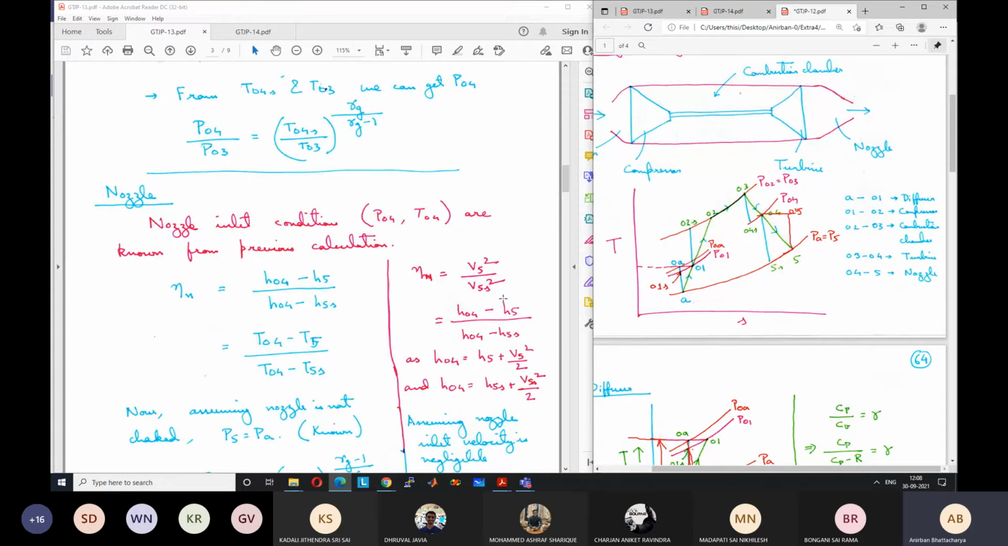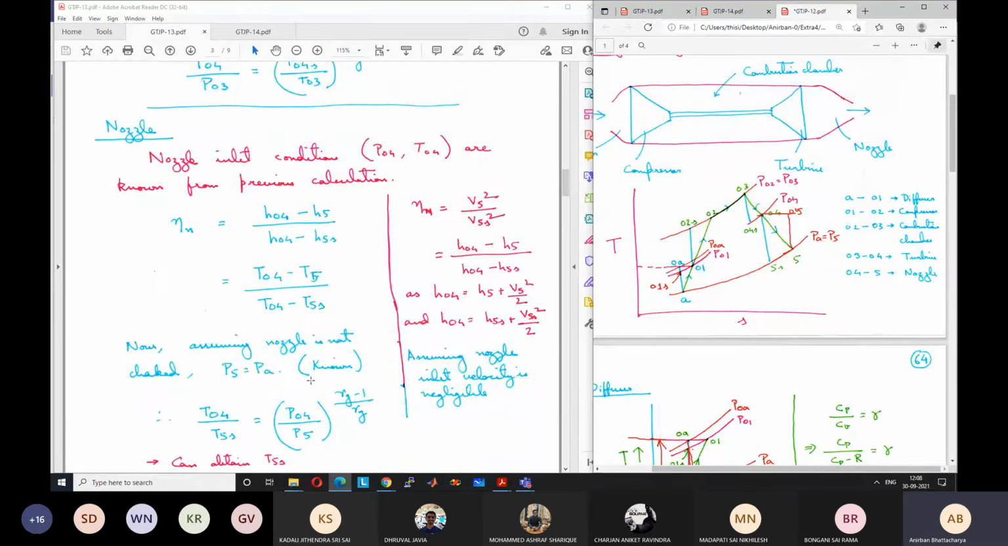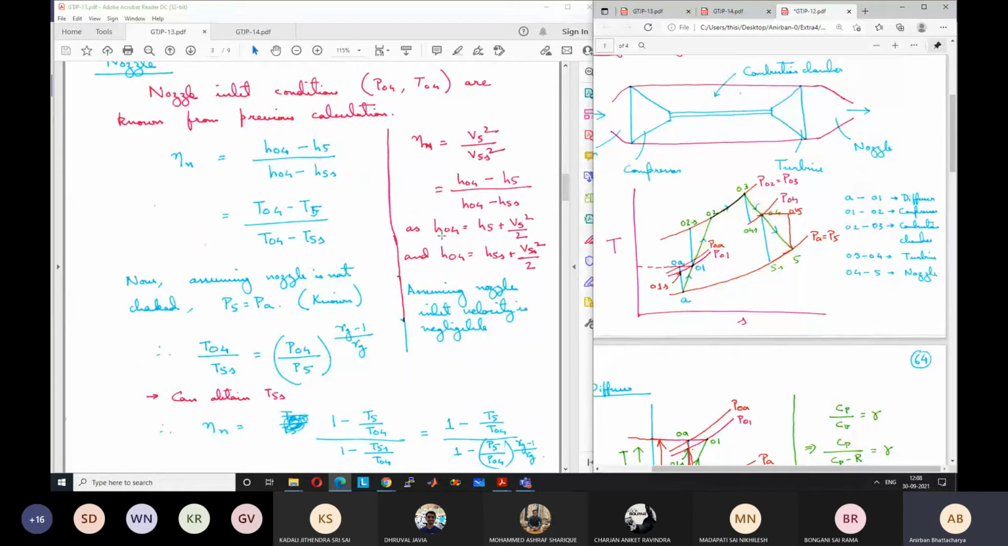This can also be written in terms of temperature as (T04 minus T5) by (T04 minus T5s). Remember that H04 is equal to H05, and H05 is equal to H5 plus V5 square by 2. Also, H04 is equal to H5s plus V5s square by 2. It's clear from the diagram, assuming the nozzle inlet velocity to be negligible.